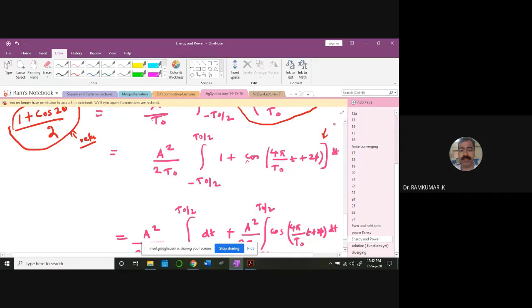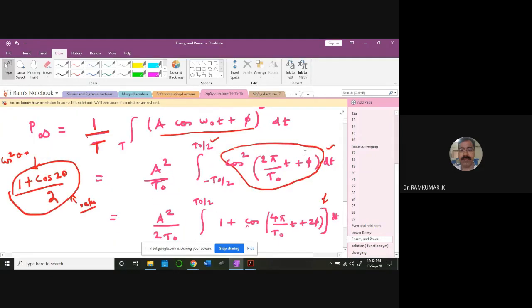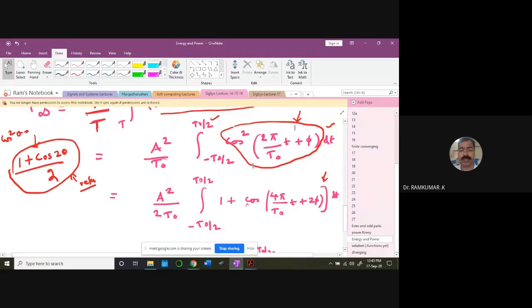That's my point. Now if you apply this trigonometric identity, 1 plus cos 2 theta divided by 2, you will be getting this. Cos square becomes 1 plus cos 2 theta by 2. Now the 2 I am going to take out. So this will become 1 plus cos of 4 pi by T naught, plus pi, like this.